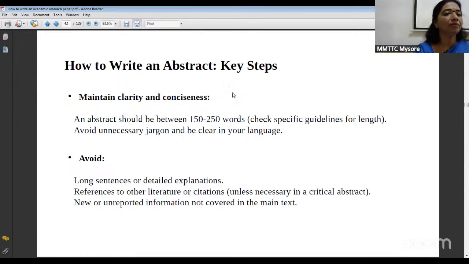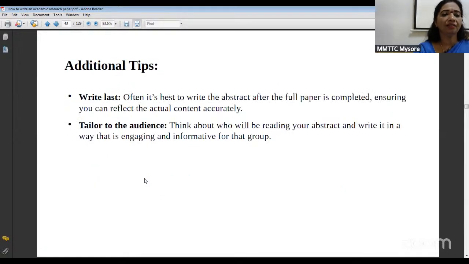Okay, how to write an abstract? What are the key steps? Maintain clarity and conciseness. Okay, so I told you, you should stick to the word limit and avoid long sentences or detailed explanations, because detailed explanation should not be there. And also you should avoid references to other literature or citations. So you need not cite anything in the abstract.